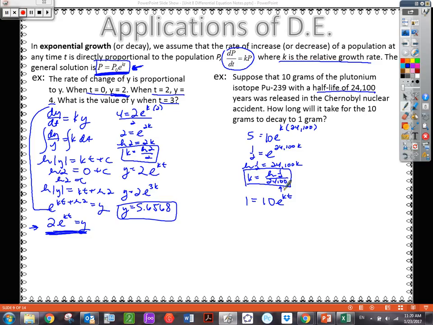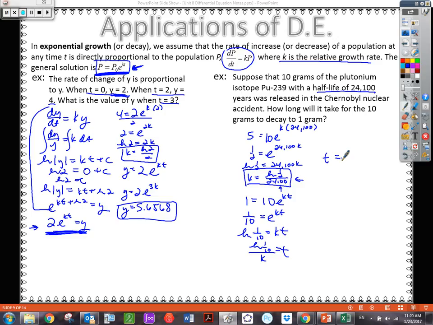There's several ways to do it in your calculator, but if we're just going to isolate t, I would divide by 10, 1/10 equals e to the KT. I would natural log both sides. Natural log of 1/10 equals KT. And then I would divide by K. So T is going to be natural log of 1/10 divided by K, which we have right up here.